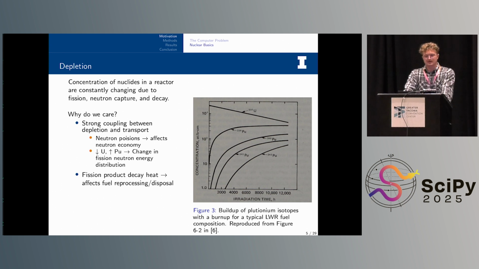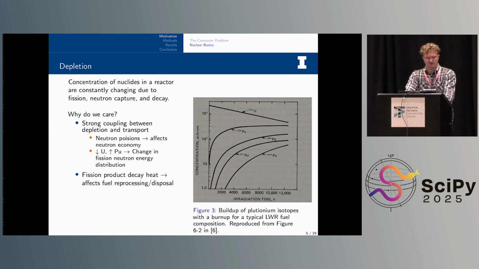We care about this because there's a very strong coupling between neutron transport and depletion. We produce things like neutron poisons. Back when they were doing experiments in the 20th century, like on Chicago Pile 1, they would run the reactor and then it would shut down for 3 days and then it would start up again. That's due to neutron poisons. This is like xenon-135, cesium-137, samarium-149.